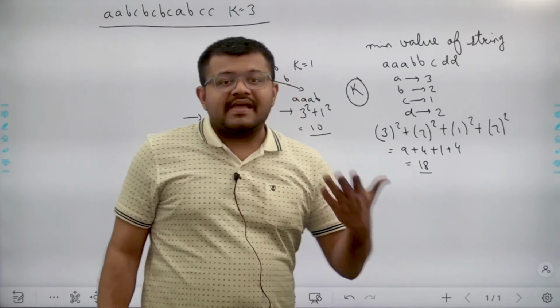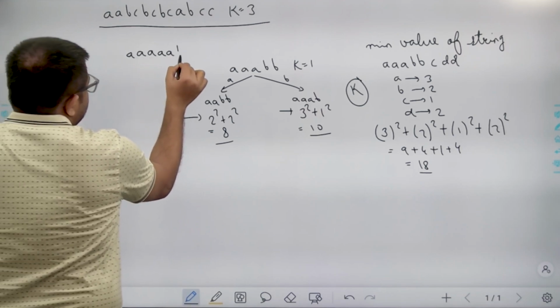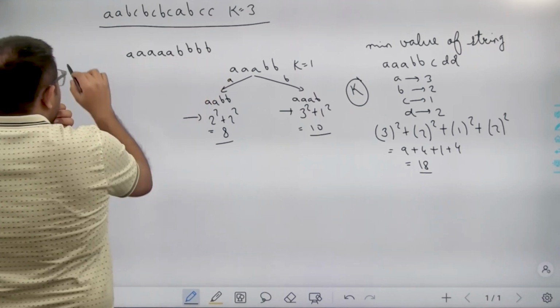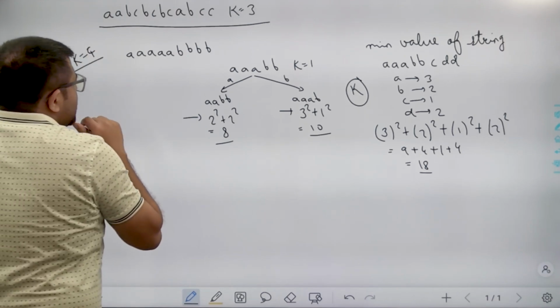Now what do I mean by at present? For example, my string has A, B, B, B, B. Okay, and let's say k value is 4. So first of all, which character has more count?